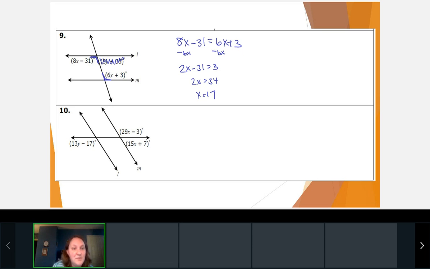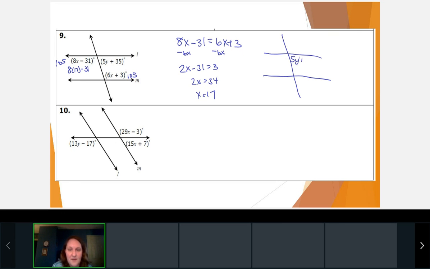So what I'm going to do is go back to my picture, and I'm going to plug 17 in for x. So I'm going to say, well, 8 times 17 minus 31. And you can use a calculator, of course. You get 105. So this angle is 105 degrees. You could plug it in here for the 6x plus 3 just to make sure you got the same thing. 6 times 17 plus 3, you still get 105. If it helps to redraw the picture, you certainly may. You can always redraw a picture.